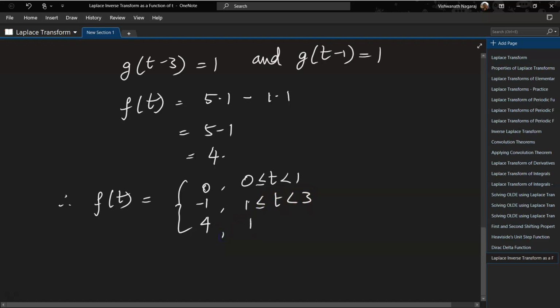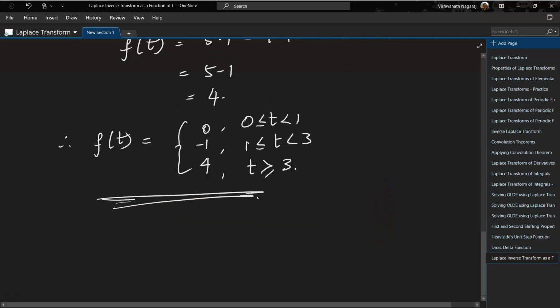And it will be 4 when t is greater than or equal to 3. So this is the Laplace inverse of that in terms of t as a function of t. Okay, now let's do one more problem.